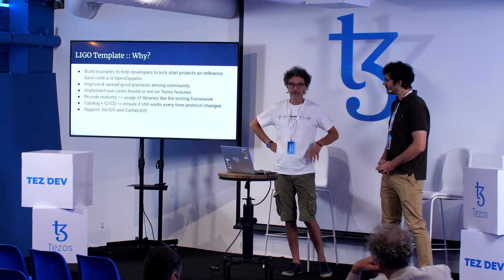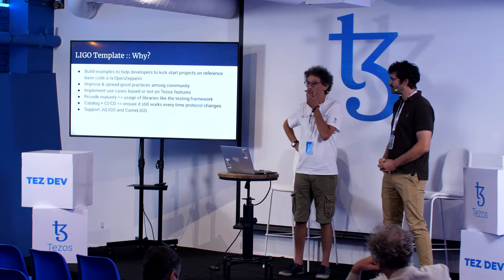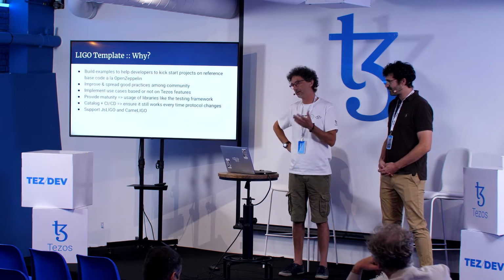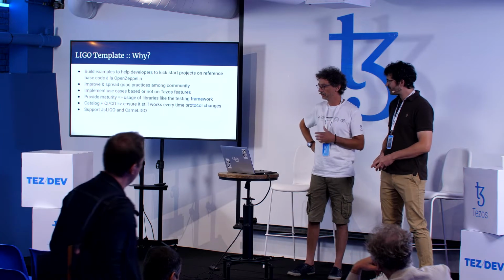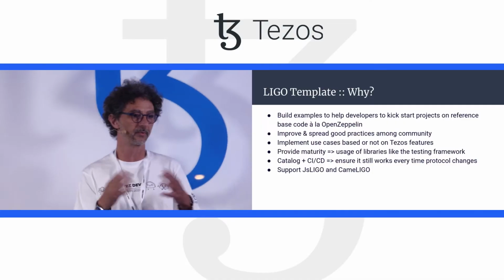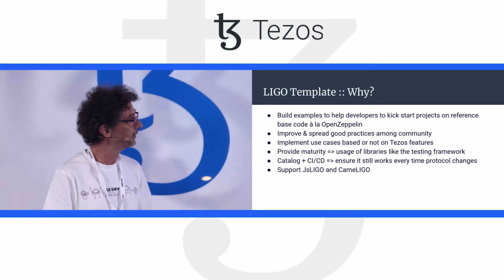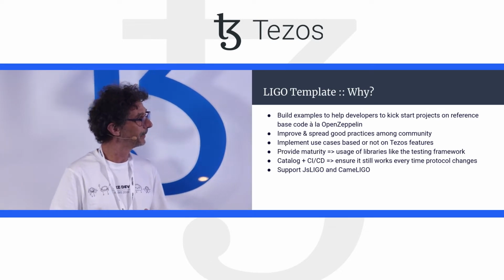Yeah, so during this work, we try to improve our experience with LIGO, but also try to find and spread what we call good practices, in order to share them with the community. Good practices, but also try to reuse the code and provide libraries, because we don't want to code the same thing every time. And all these libraries will provide maturity to the ecosystem.